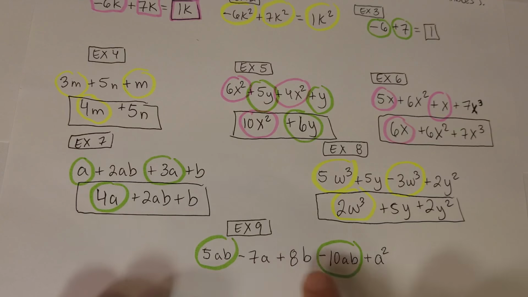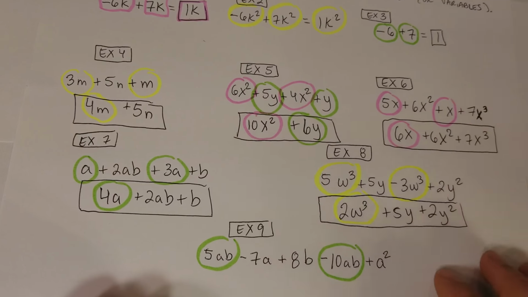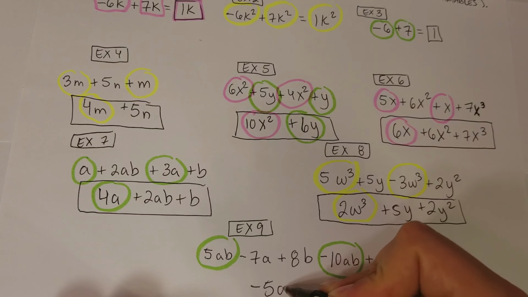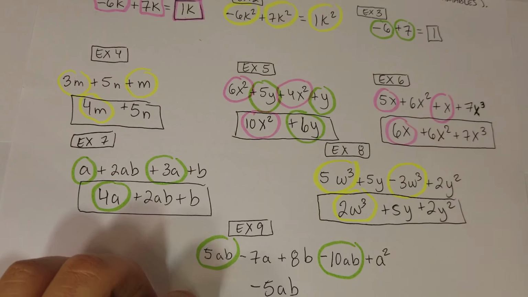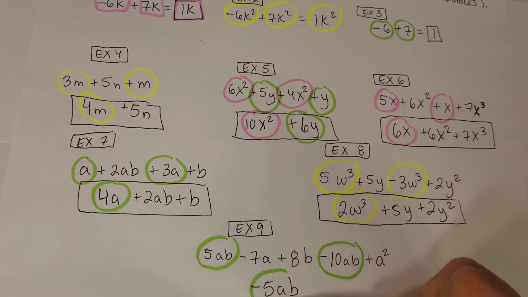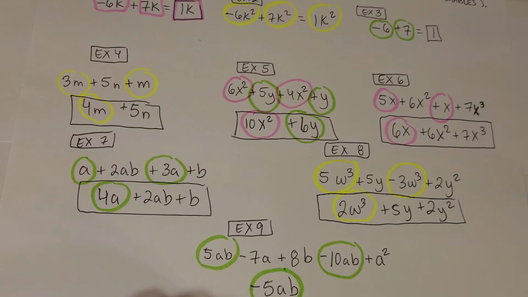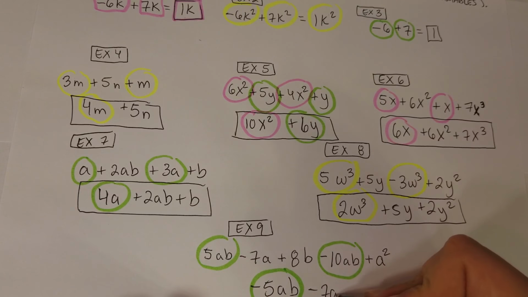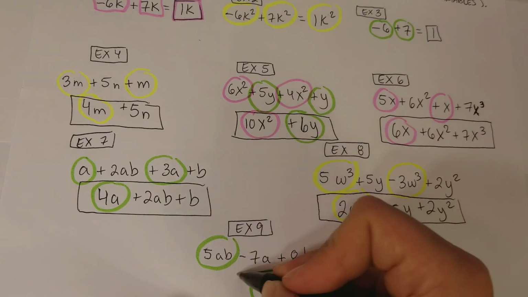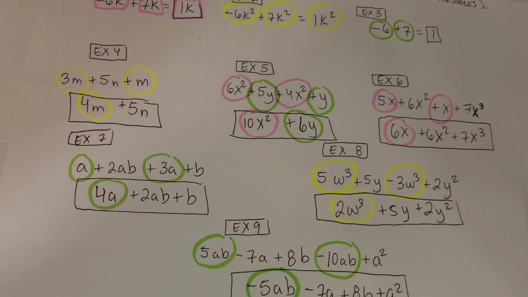So if we subtract these two and keep the sign of the bigger number, we get a total of negative 5ab. So the answer becomes negative because we subtracted and we kept the sign of the bigger number. And then we drop everything else down. So negative 7a plus 8b plus a squared. Done. Hopefully this helped.